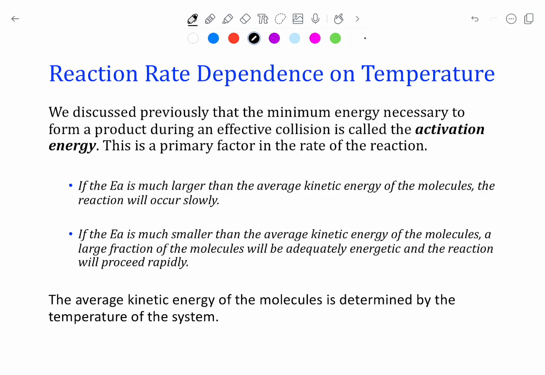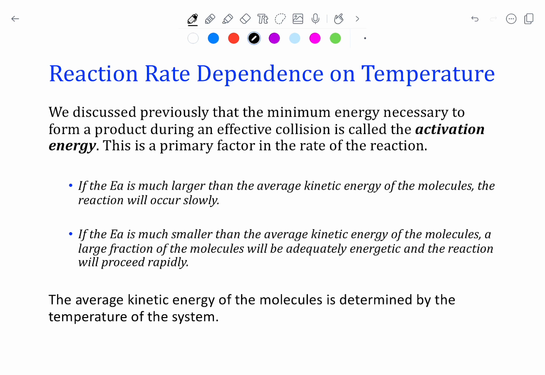Let's continue our conversation on factors that can affect our reaction rate. We've talked previously in our last lesson about how concentration can affect our reaction rate. And now we're going to continue that discussion on how temperature can affect our reaction rate.